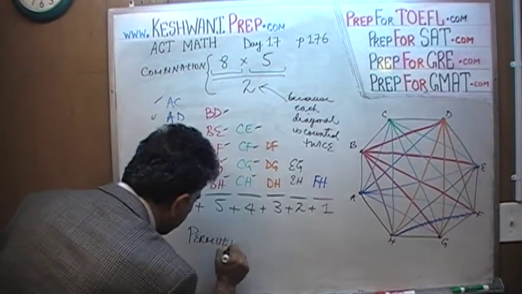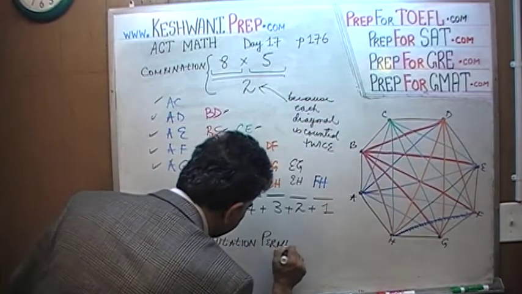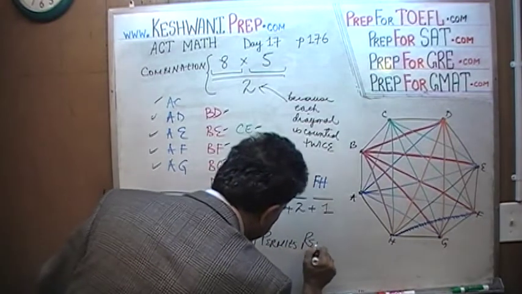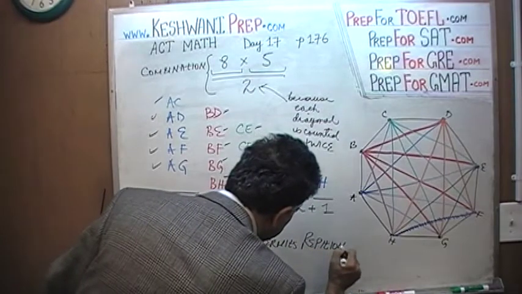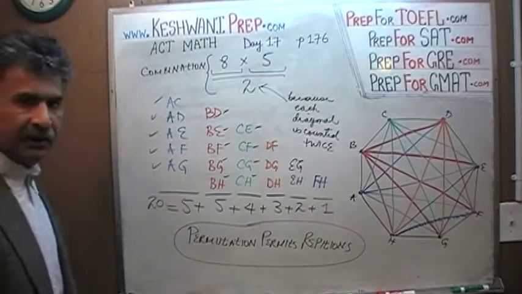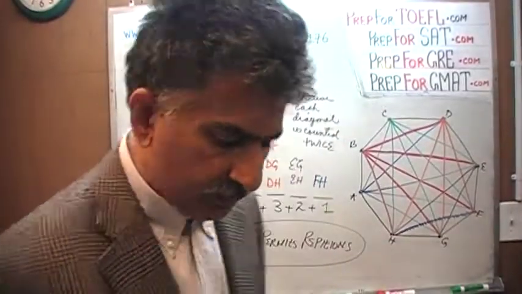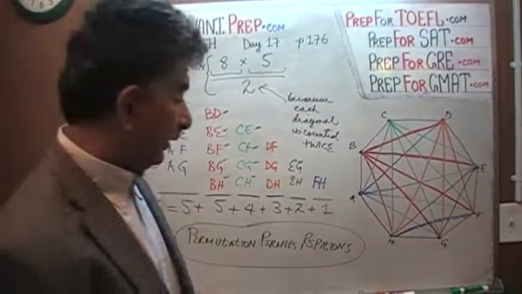Permutation permits repetitions. That's the mnemonic that I use. I tell myself permutation permits repetition, and therefore combination does not.